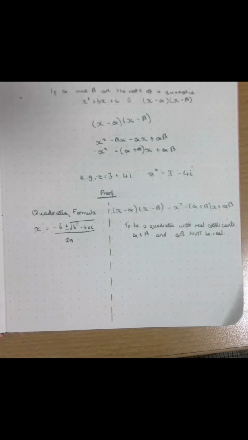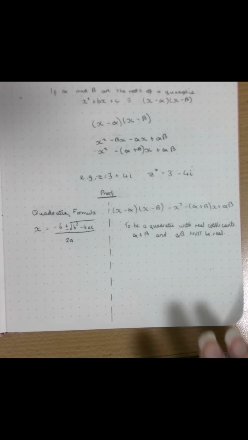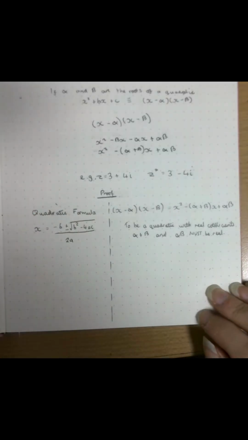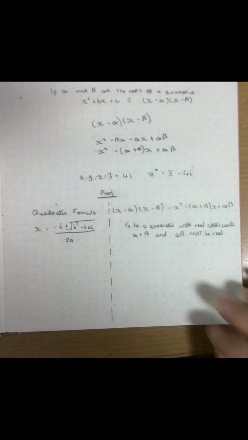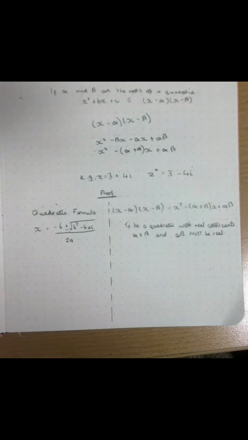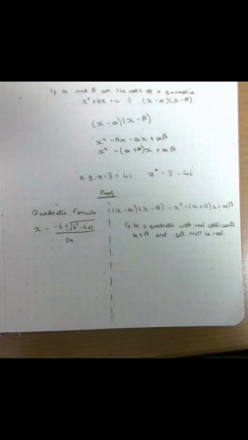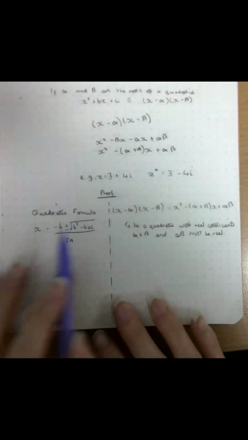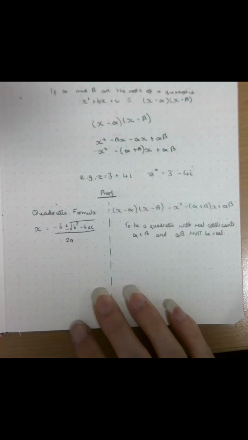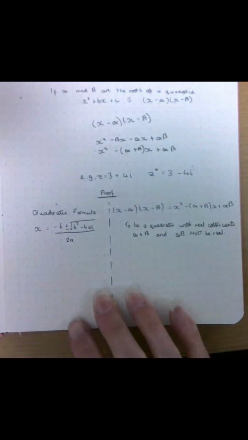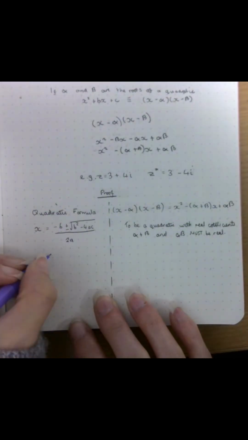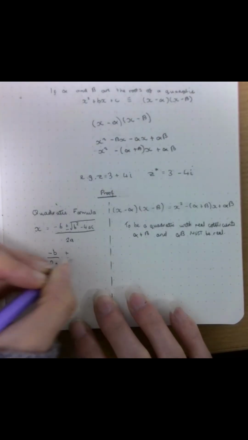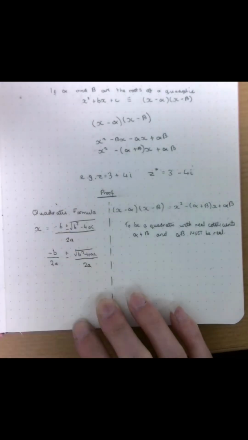So let's have a look at how we can prove that. So I want to prove that if our roots are complex, they're simply going to be the complex conjugates of each other. So I will first start with the quadratic formula. So this is our quadratic formula as we know it. So let's just split that up. Square root bit on its own, because that's the bit which gives us our imaginary part. So we end up with this.